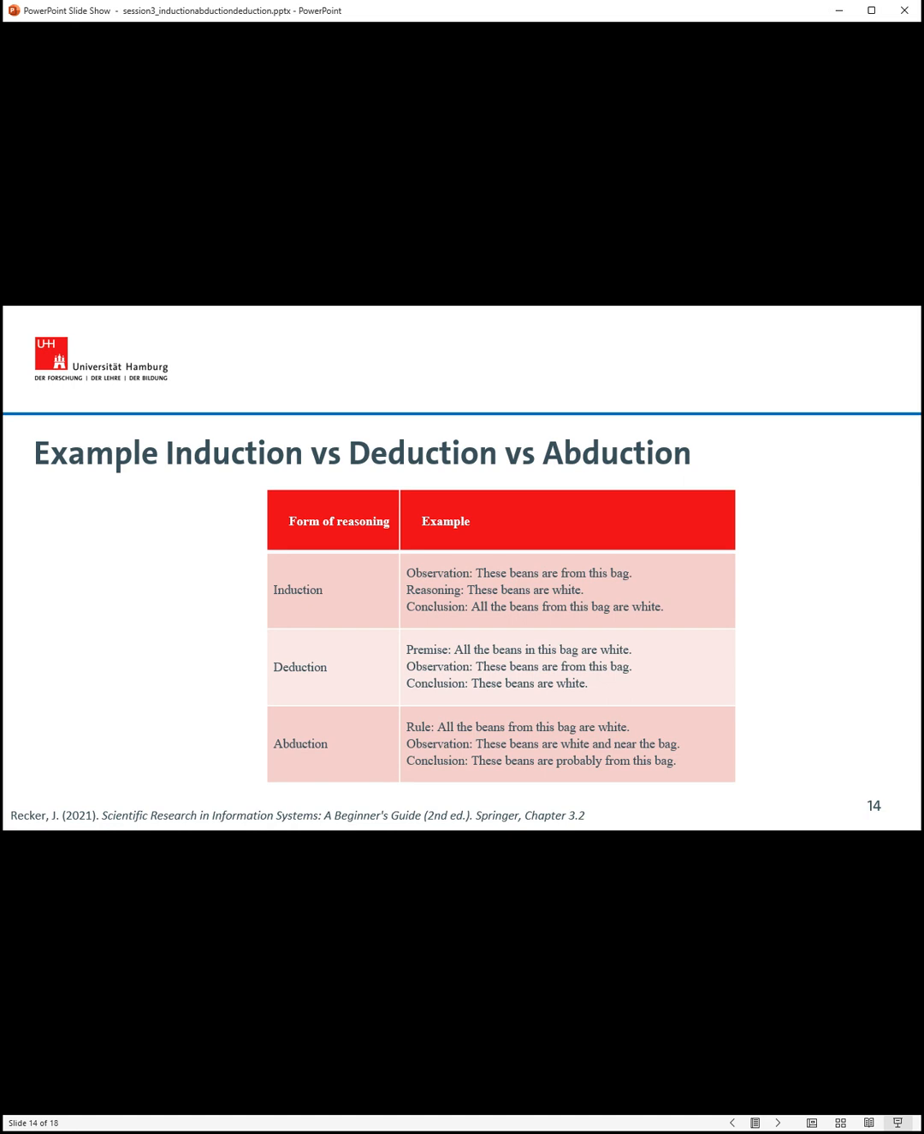Deduction works differently. We start with a premise. We start with a hypothesis. The beans in this bag will be white. We observe that a bunch of beans that we see, they're taken from this bag, and we conclude that these beans therefore must be white.